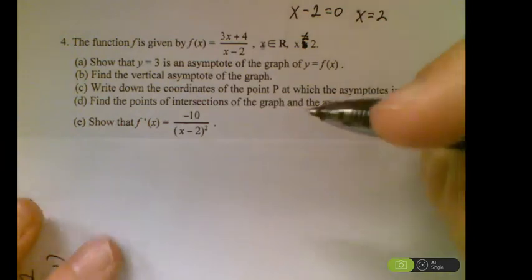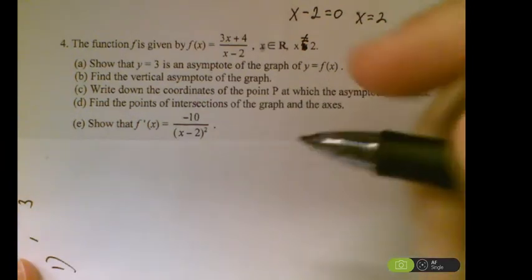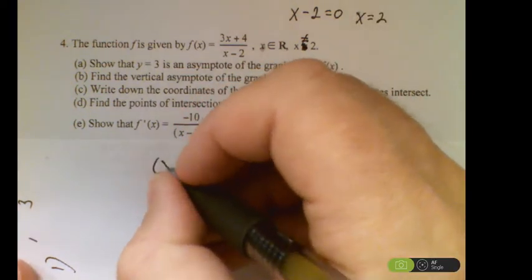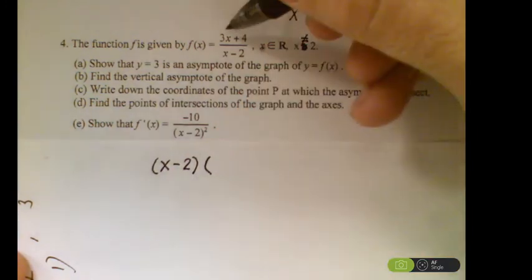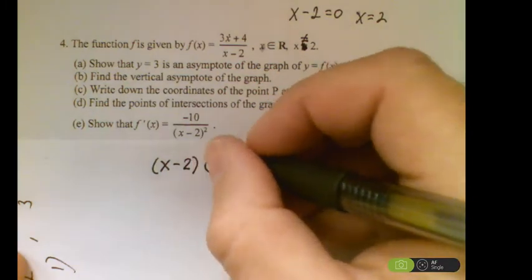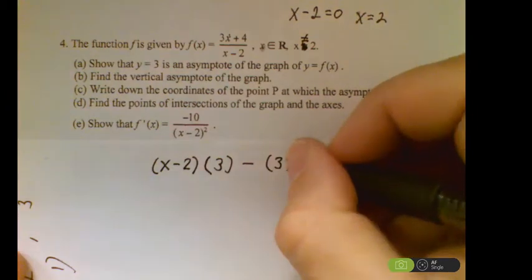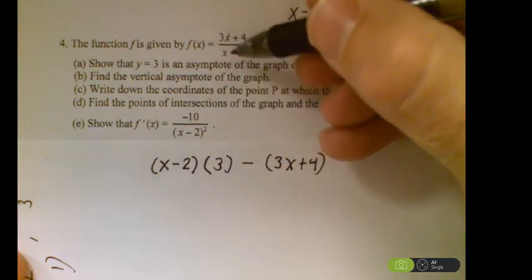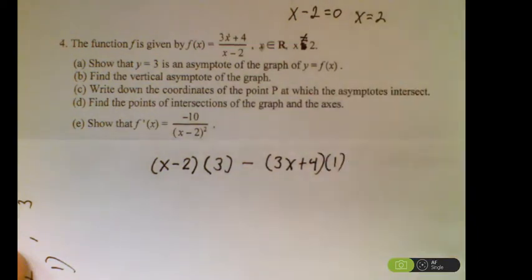Those are three things that will come up for the rest of the year that you always need to recognize when they come up. So in this case, using the quotient rule, we're doing the bottom times the derivative of the top. So the derivative of this would just be 3, minus the top times the derivative of the bottom. And you can see in this case the bottom derivative would just be a 1 because of that term right there. So we'll just show that.